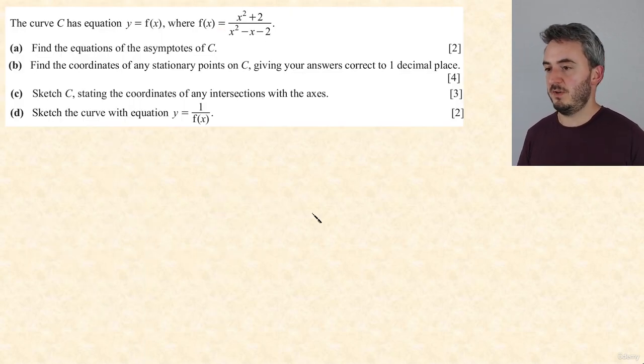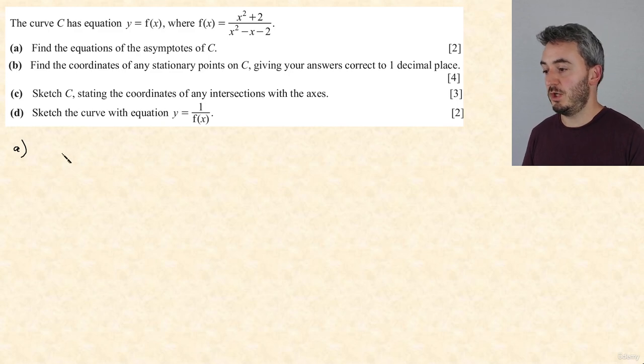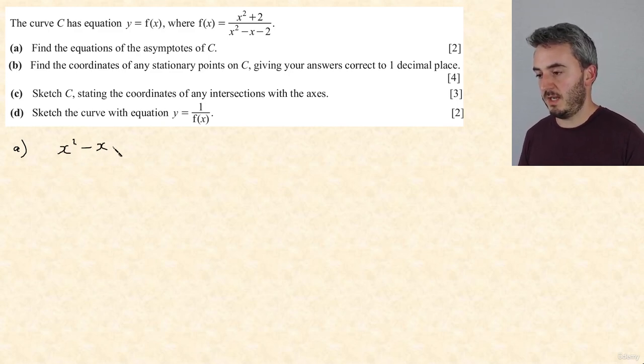Okay. Let's have a go at an exam problem. The curve C has equation y equals f of x, and f of x is x squared plus 2 over x squared minus x minus 2. Find the equation of the asymptotes. Okay, so this is inviting us to just think through the problem one step at a time. I'm going to be getting vertical asymptotes when that denominator is 0. So x squared minus x minus 2 equals 0.